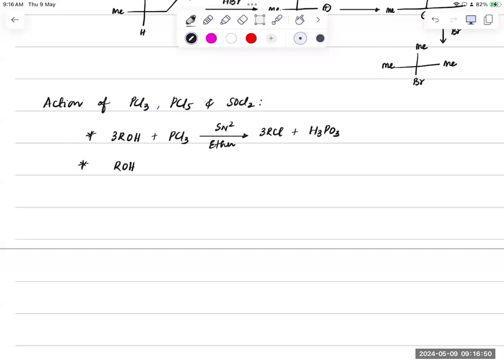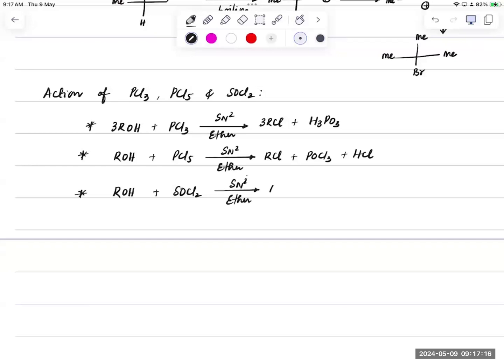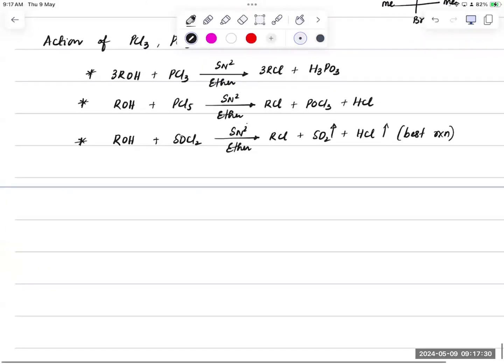Next, we had 1 mole of ROH treated with PCl5. This also went via SN2 mechanism in the presence of ether to get 1 mole of RCl plus POCl3 plus HCl. Third reaction, we had 1 mole of ROH treated with SOCl2. This went via SNi mechanism in ether to get RCl plus SO2 plus HCl. This is the best reaction for better yield because SO2 and HCl both go off as gases.